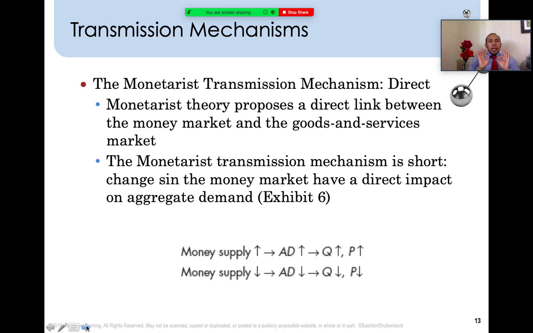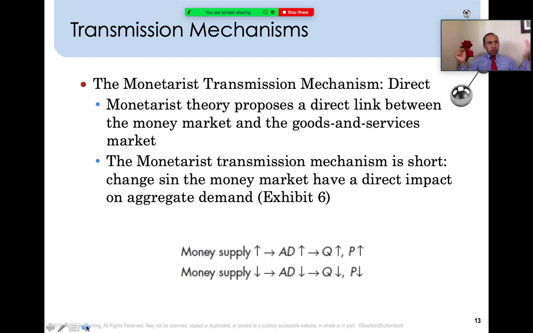So we have a different approach to money supply and monetary policy. This is referred to as the monetarists. The monetarists are a little bit different than Keynesian, but still have a similar approach. They are different, but a little bit more direct. The monetarist theory proposes a direct link between the money market, the money supply, and the goods and services market, directly on the aggregate demand, aggregate supply.